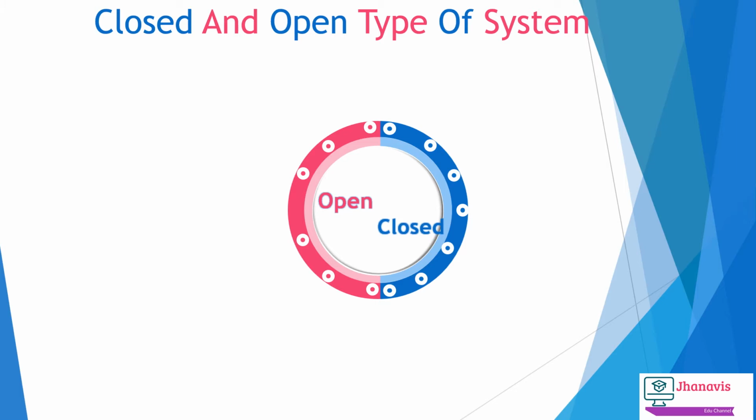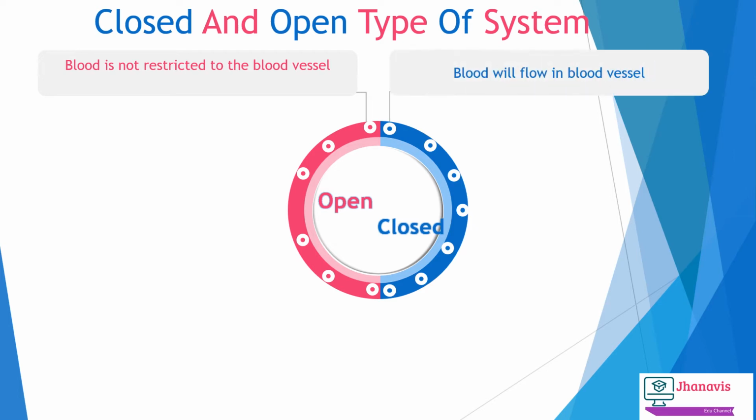So in an open circulatory system, the blood is not restricted to the blood vessels. That means, if you take an example of the cockroach, the blood is not restricted within the blood vessel. That means the blood vessel itself is absent in the cockroach and other organisms like arthropods. Whereas in a closed circulatory system, the blood will flow in definite blood vessels. That means the blood has a particular route in which it has to go.